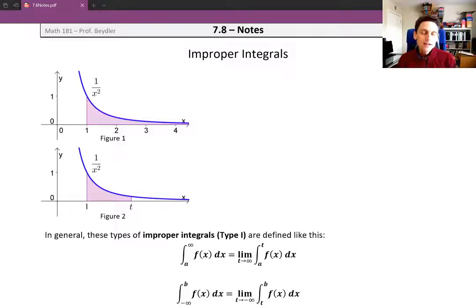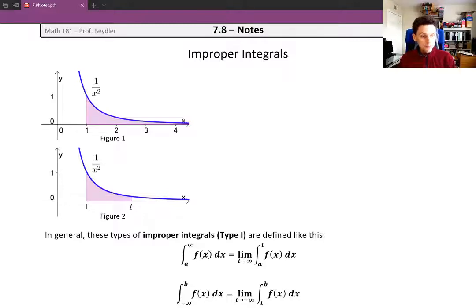In the past, we've always dealt with areas under curves over a finite interval. In other words, an interval from a to b, where a and b are finite numbers. So for example, the integral under the curve from 1 to 3, and that computed the net area. In this section, we're going to explore an infinite interval, an interval that has an infinite length.